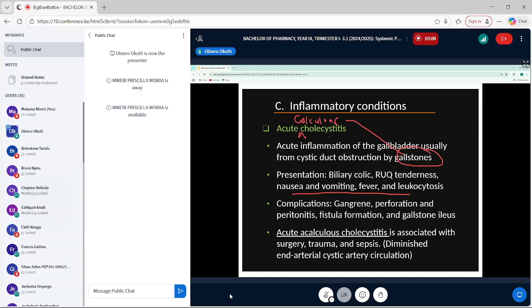But you can have acute cholecystitis that's not coming from gallstones, especially when you have a diminished cystic artery circulation. You have decreased blood flow to the gallbladder. So that will be acute acalculous cholecystitis. This can be from surgery, or a patient with trauma, or a patient with sepsis. Okay? And this is not related to stones, but to artery circulation.